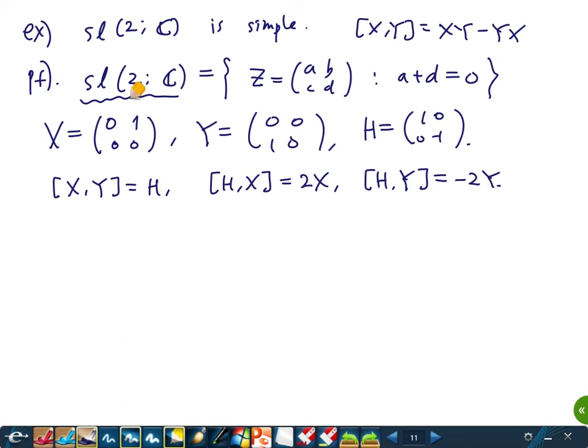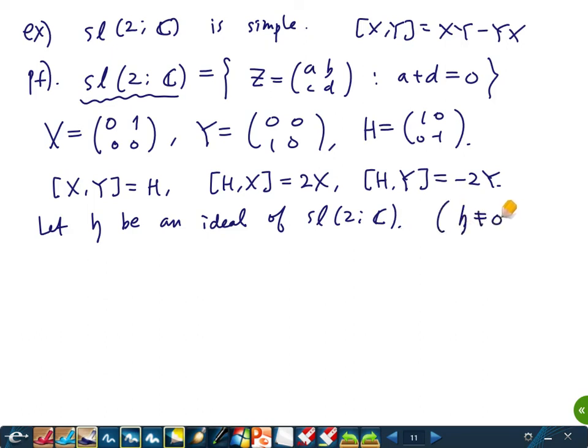So to show that this is simple, we need to show that 0 and g are the only ideals. So let h be an ideal of sl2. If you can conclude that h is 0 or the whole set, then we are done. And of course, we may assume that h is non-zero. Our conclusion will be that h equals the whole space.